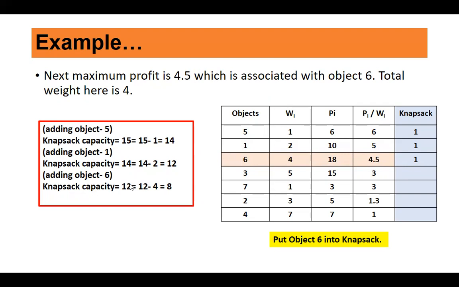So now capacity was 12, right? Weight of object 6 is 4. So 12 minus 4, that is 8. Now the sack capacity is 8 after putting object 6 onto the sack.